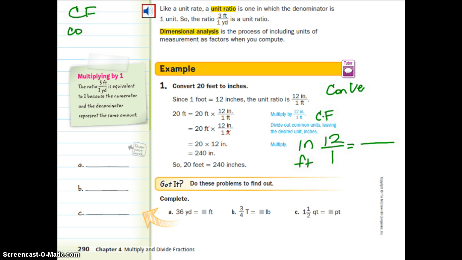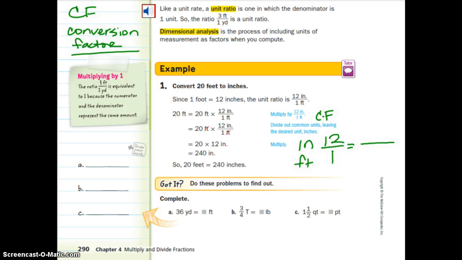CF stands for conversion factor. That's my relationship. That's a known fact. It's what we know about feet and inches. And then my other one is what I need to solve for. In this case, I have 20 feet. Now I have a choice of putting it at the top or the bottom. All I have to do is look at the label.